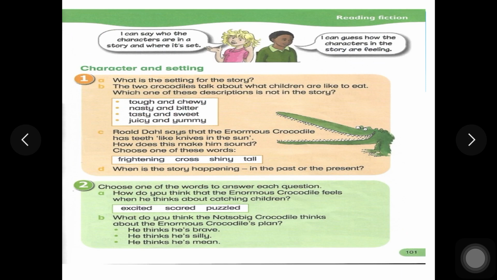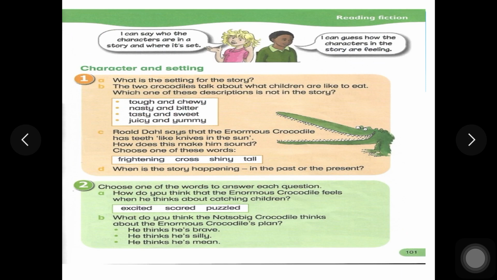Question C. Roald Dahl says that the enormous crocodile has teeth like knives in the sun. How does this make him sound? Choose one of these words. When you hear this sentence, that he has teeth like knives in the sun, how do you feel? Frightening, cross, shiny, tall. Question D. When is the story happening? At which time? In the past or in the present? And we're going to discuss this question later.